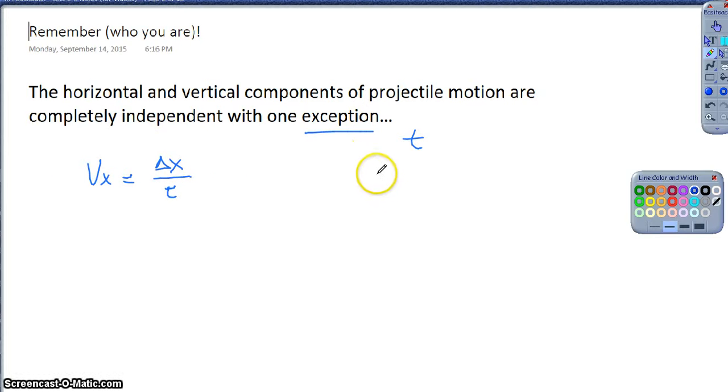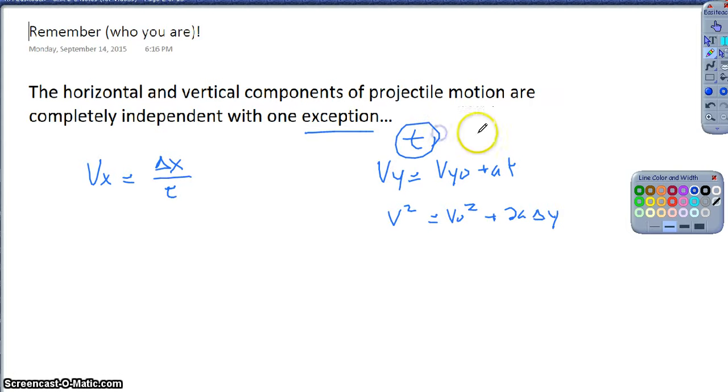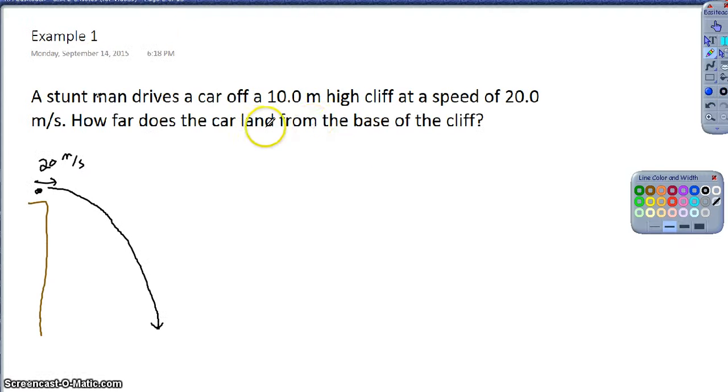For the vertical motion, I can use any of my kinematics equations, my v = v0 + at, my v squared equations, all of those apply to the vertical motion. The one element that ties those two together is time. That's the only thing I can use to combine these two sets of equations. So make sure you're comfortable with the basics of that, as we're refreshing on those key relations. Then the first couple examples are really review questions from last year, making sure we still remember the basics of projectile motion.